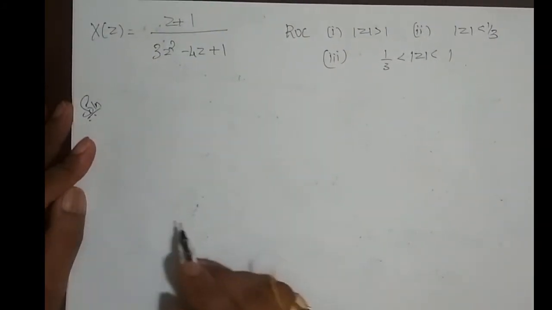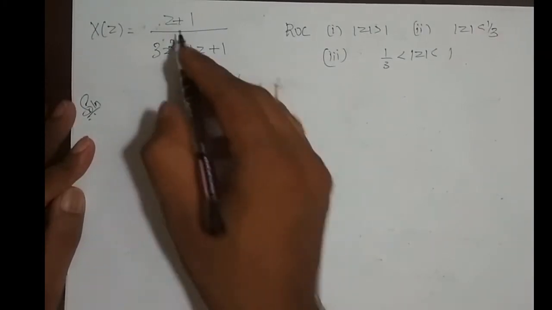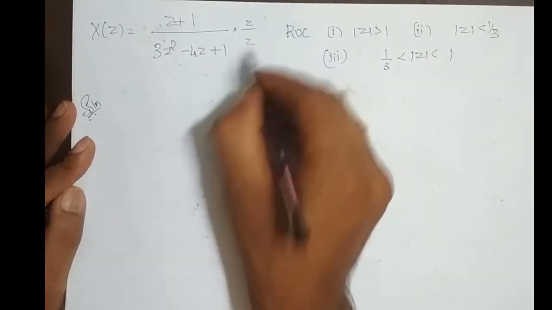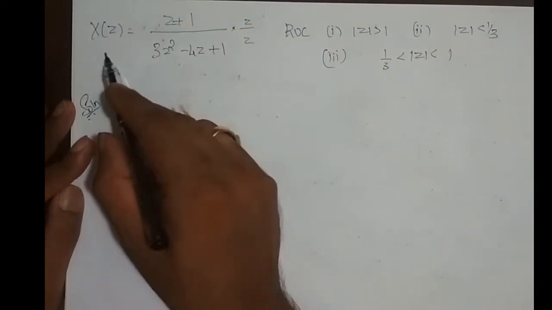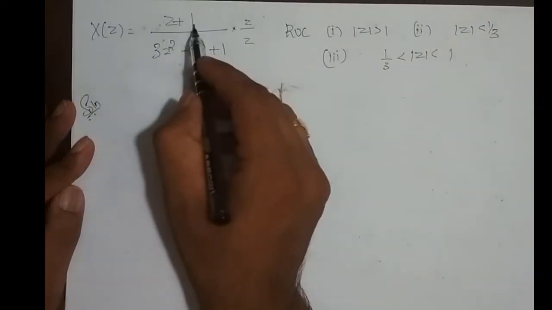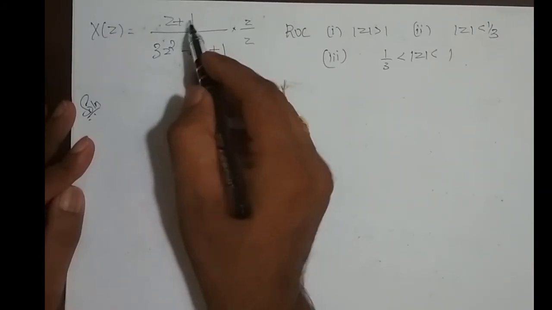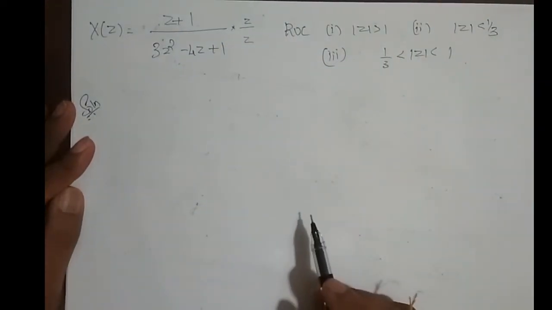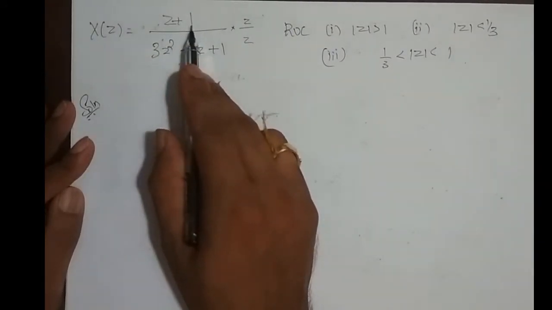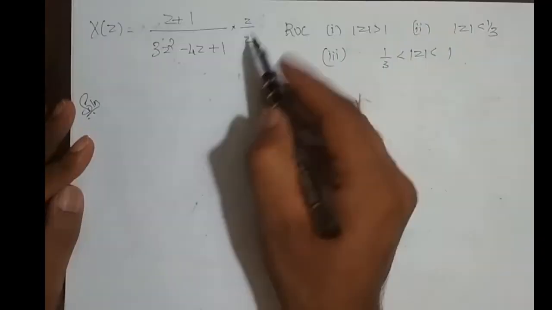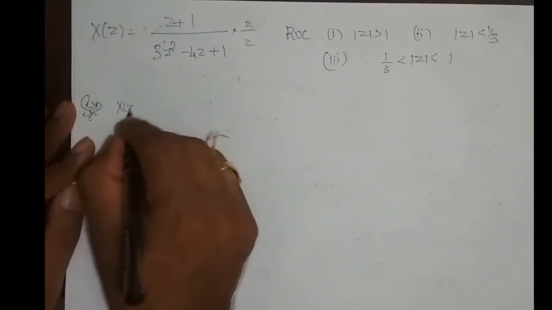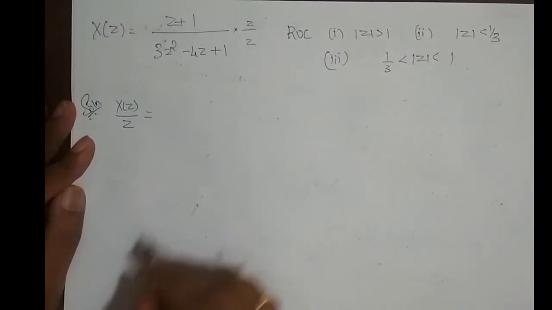The second step is I have to bring it in the form of X(z) by z. In order to do that, I'll multiply numerator and denominator by z. Otherwise, if I bring this z to the other side, it would have to be z to the power minus 1, so one power of z will be negative, which I should avoid. So to avoid the negative power, I'll multiply numerator and denominator by z, so that this z goes to the left hand side and I can bring this in the form of X(z) by z.